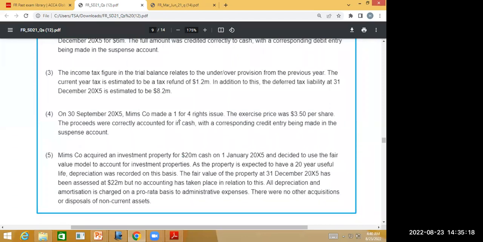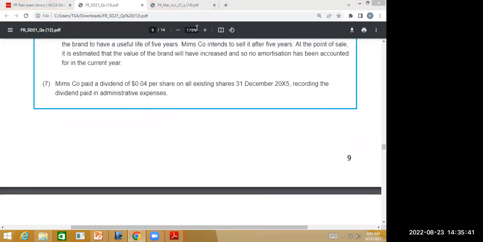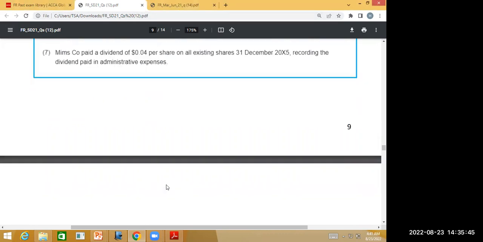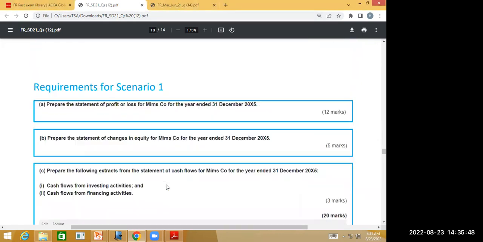No, we didn't record the rights issue yet. So you need to add the rights issue as well. Yes, you're right. So how many shares do we have after incorporating the rights issue? 75,000. So 75,000 into 0.04 will be 3,000. Very good.